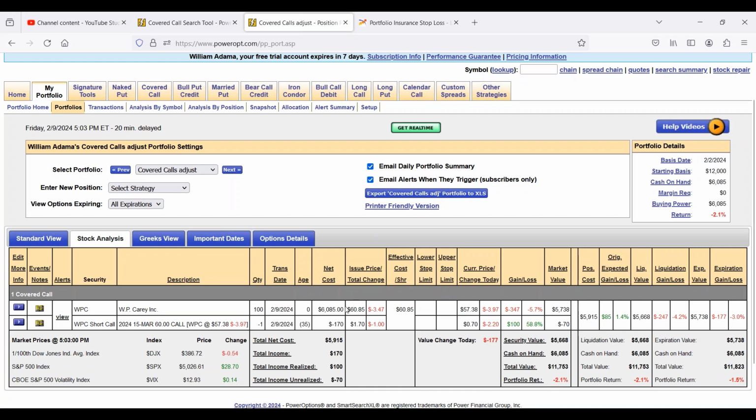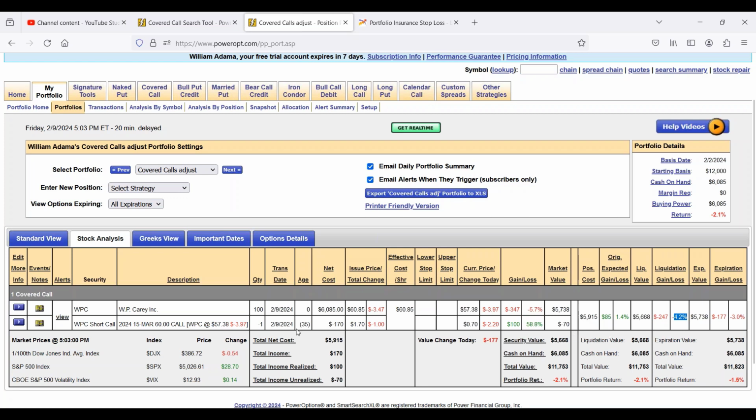So I put in that I had purchased the stock at 60.85 at or around yesterday's close, and I sold an in-the-money 60 strike, really an at-the-money 60 strike, for $1.70. And the max expected return was 1.4%. But as you can see now, the stock has dropped 5.7%. If I close the position, my liquidation loss would be 4.2%.